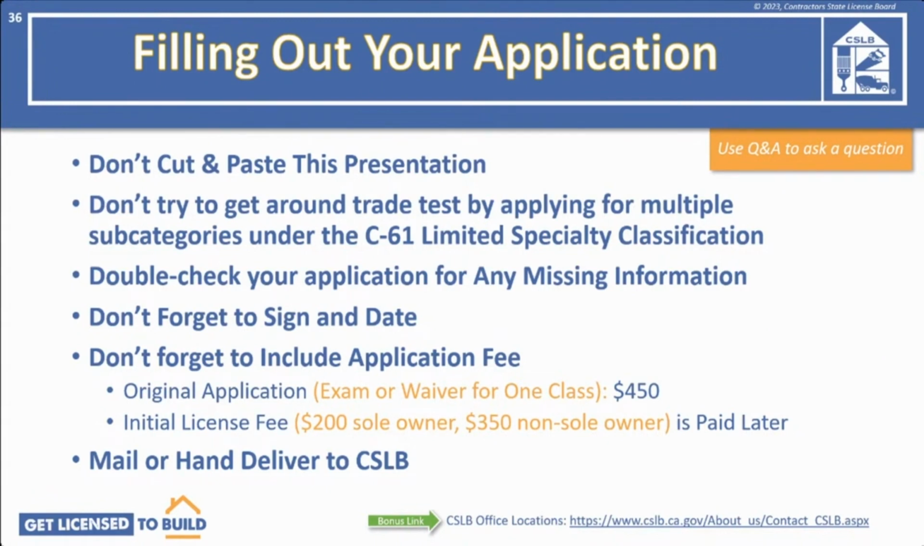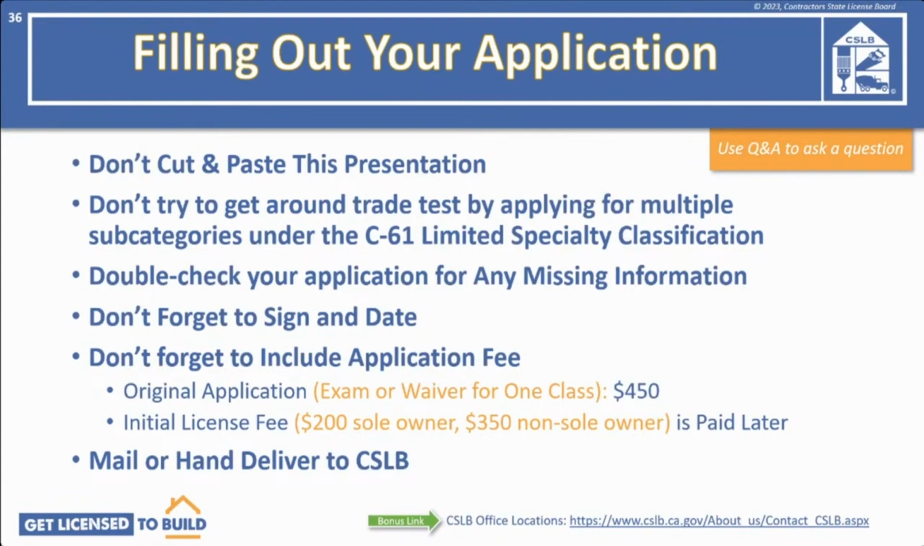Okay, that is the content you'll need to fill out your application. Before getting it to CSLB, double check it to make sure you did not miss anything. Be sure to sign and date it as well. And don't forget to include the all-important $450 application fee. You'll pay the initial license fee of $200 for a sole owner license or $350 for a non-sole owner license after you pass your exam or exams. Then put your application packet in the mail to CSLB or hand deliver it to one of our public counters. We've got a bonus link at the bottom of the screen with our office locations.